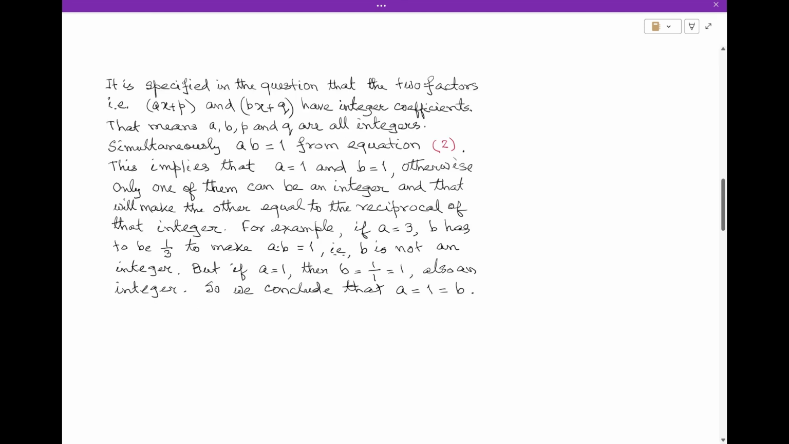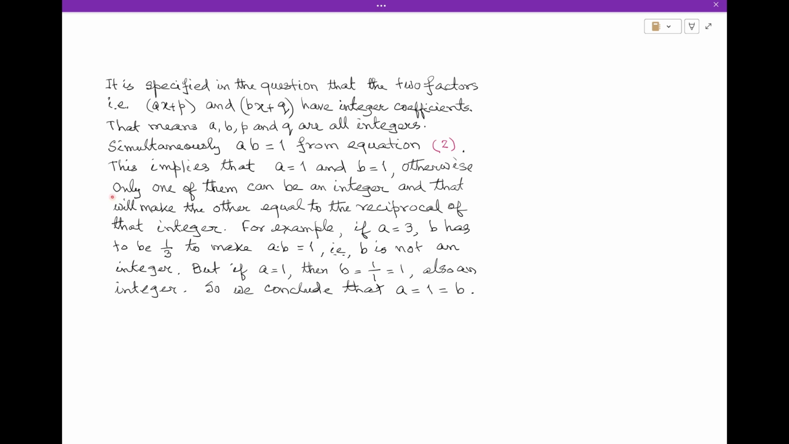It is specified in the question that the two factors ax plus p and bx plus q have integer coefficients. That means a, b, p and q are all integers. Simultaneously, ab is equal to 1 from equation 2. This implies that a is equal to 1 and b is equal to 1.